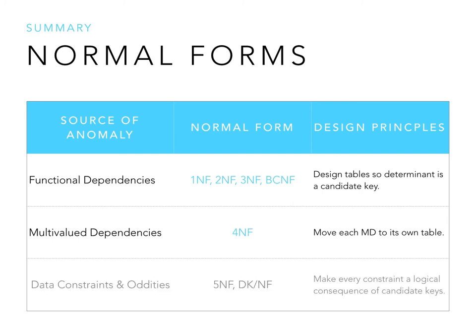The last one, there are higher forms. There's 5 and DKNF, but we're not going to talk about them very much because they really do address some strange oddities and some data constraints. And I really want us to understand the 1 through 3 and 4.